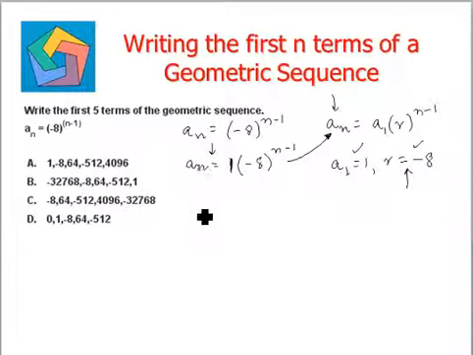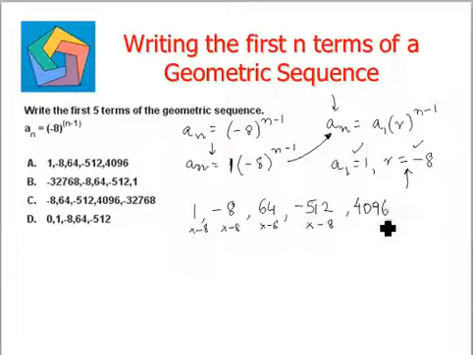So starting, the first term would be 1. 1 multiplied with negative 8 will give us the next term, that is negative 8. Negative 8 multiplied with negative 8 will give us the next term, that is a positive 64. 64 multiplied with negative 8 will give us negative 512. So we have 1, 2, 3, 4. We'll find out another term. We'll multiply this with negative 8 and we get 4096. So finally our sequence would become 1, negative 8, 64, negative 512 and a positive 4096.